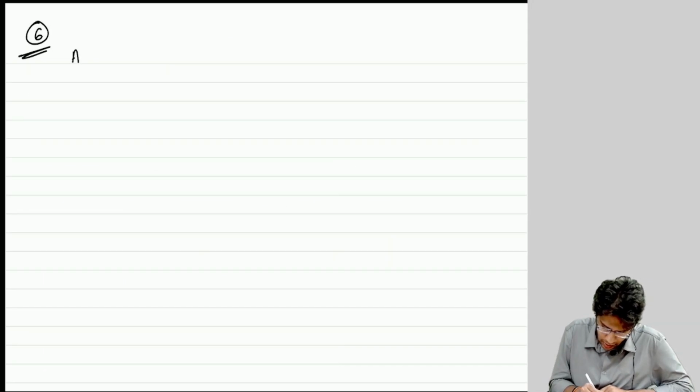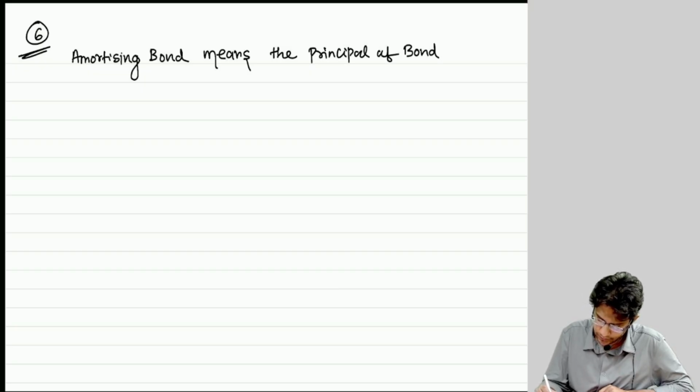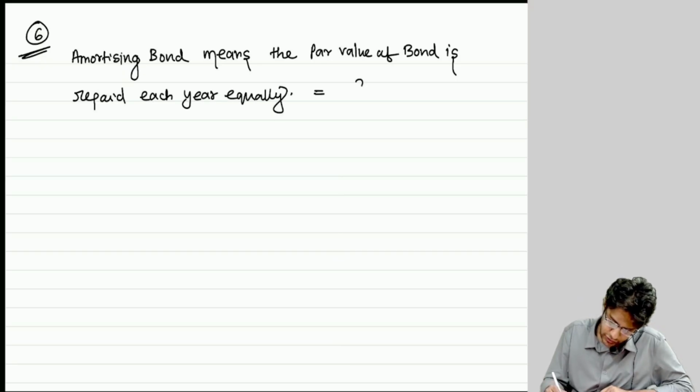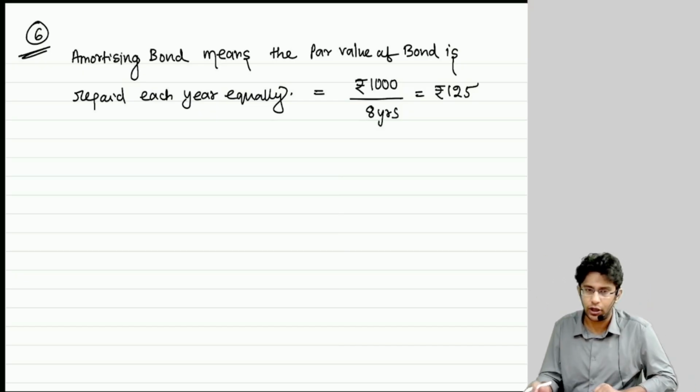Question number 6. Amortizing bond means the principal of the bond, right, face value, more easy, is repaid each year equally, which in this case is 1000 divided by 8 years, which is equal to rupees 125. So every year 125, 125, 125, you keep on paying like that.